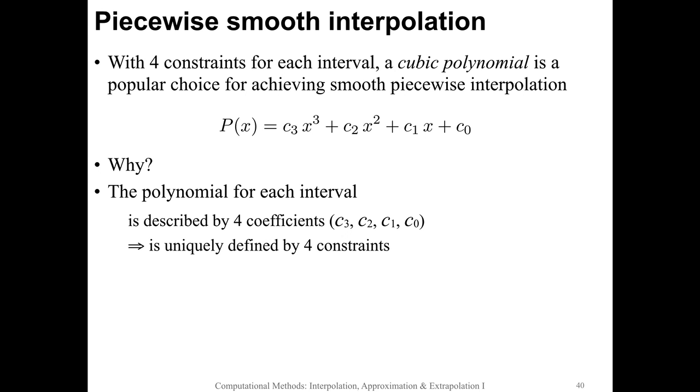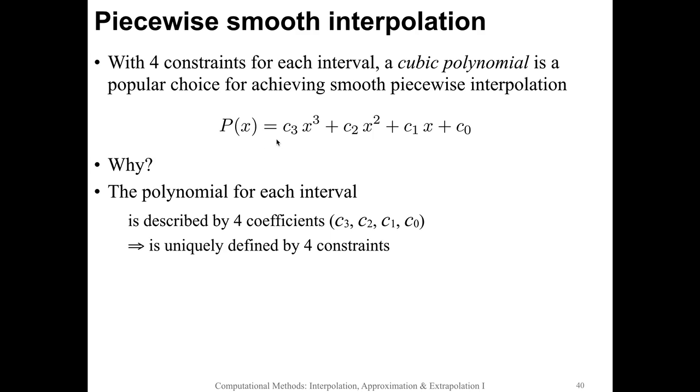So if we have four constraints over each of our intervals, we've got our two measured values, the y's at each endpoint and the two gradients at each endpoint. What this means is that a cubic polynomial ends up being a popular choice for obtaining a smooth piecewise interpolation function. And we've illustrated a typical cubic polynomial here.